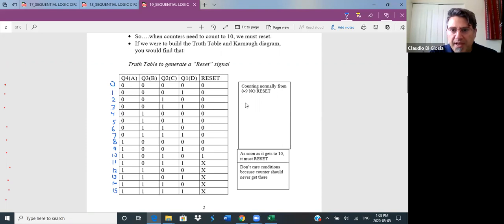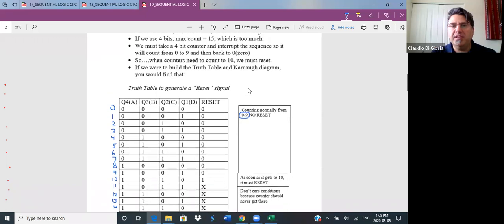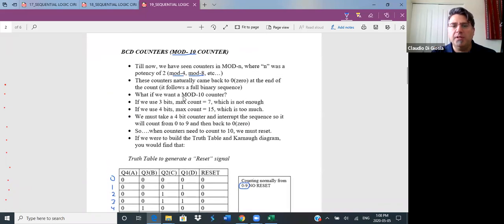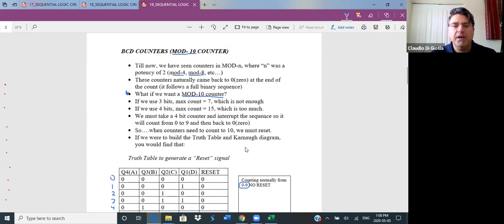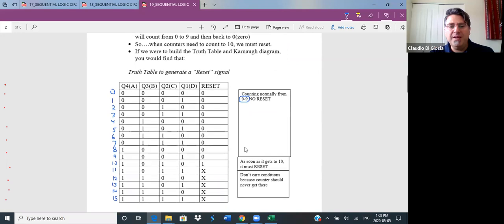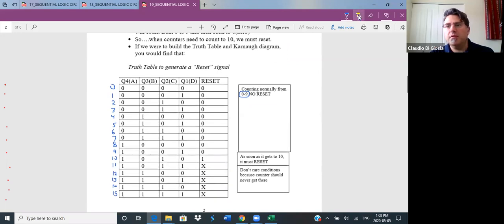But we just want to count 10 numbers from 0 to 9, right? Based on what we're saying here, I want to build a mod 10. So what if I build a mod 10? Well, you're going to need this truth table. From that truth table, what's going to be very, very important? Do you see this guy right over here? Do you see that guy that's highlighted? Where did I highlight it? I highlighted it on the number 10.